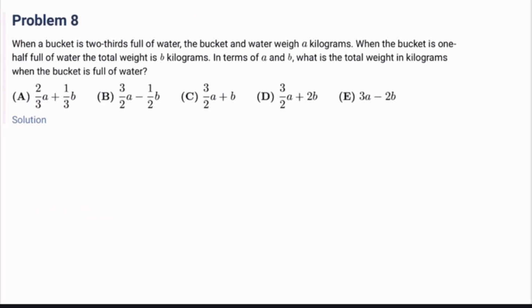Number 8. When a bucket is 2/3 full of water, the bucket and water weigh 8 kilograms. When the bucket is 1/2 full of water, the total weight is B kilograms. In terms of A and B, what's the total weight in kilograms when the bucket is full of water?